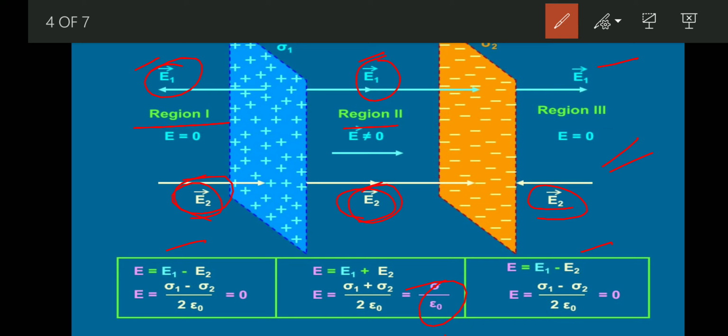The conclusion is that when we have two parallel plates with the same surface charge density but opposite in sign, then the net electric field outside both of them is 0, but the net electric field inside the two parallel plates is sigma upon epsilon naught. So this is a very important concept. I hope it is clear.